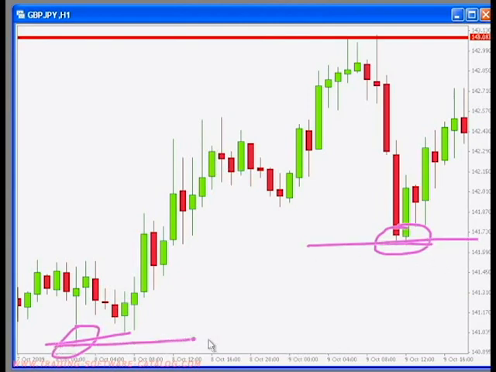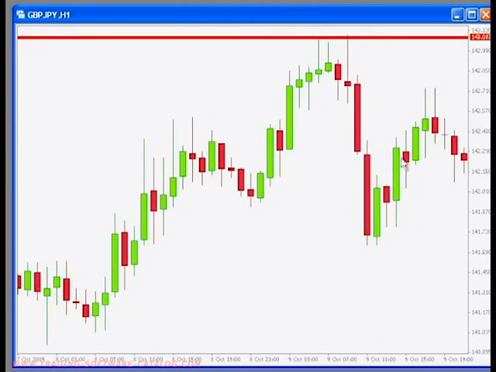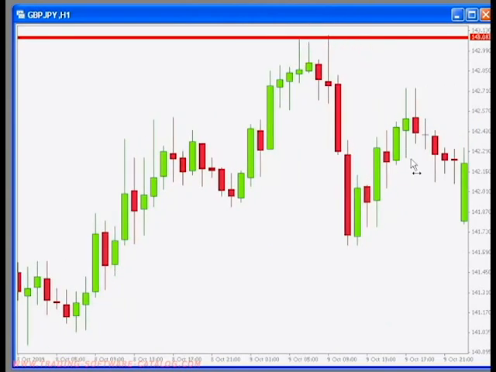Okay, the end of the pullback actually. This pullback I'm talking about. So we could certainly mark those levels as key support and resistance levels. But as we scroll forward, I want to focus on this one here. Take a look at what happens.